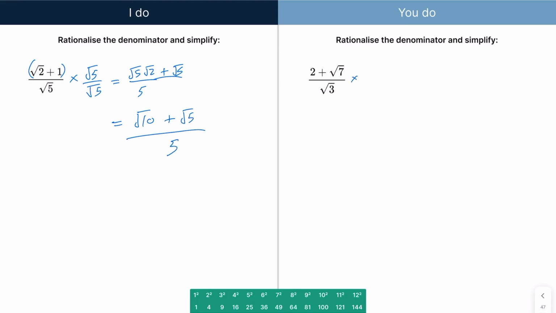So again, hopefully you've pressed pause and had a go at this. And that becomes 3 at the bottom, root 3 times root 3. And at the top, we are multiplying root 3 by 2, which is 2 root 3. And then we have root 7 root 3. Now the 7 can't be simplified, neither can the 3 on this side, so we can just tidy that up.